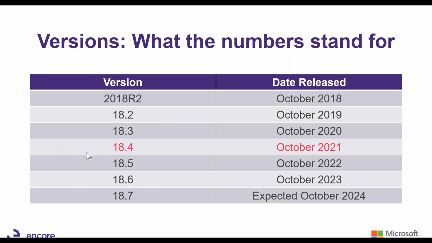I highlighted the red one because this is the minimum number that you should be on. We'd like to see you on all those. 18.7 will be expected in October of this year coming up. It is more of a service pack after you get past 18.4. You can take 18.4, you can upgrade it. It's a simple service pack.